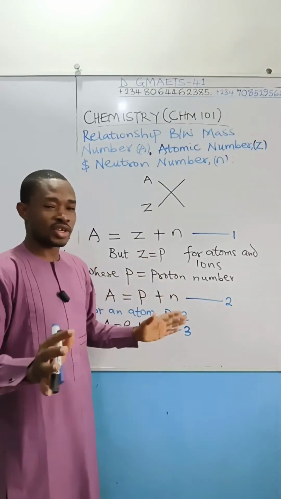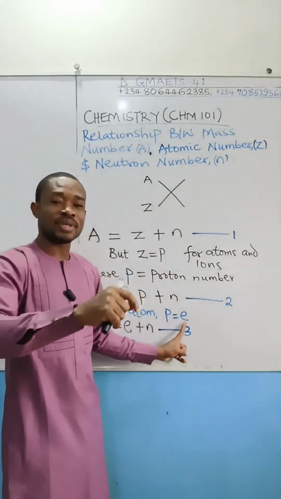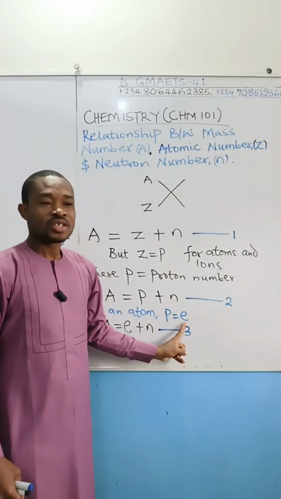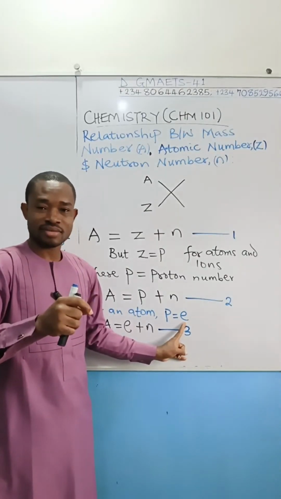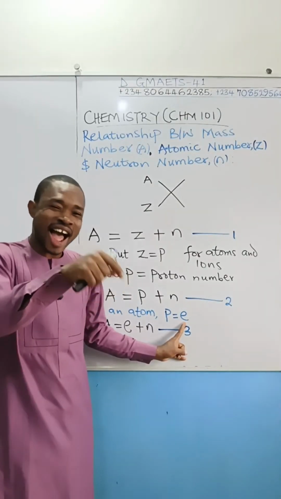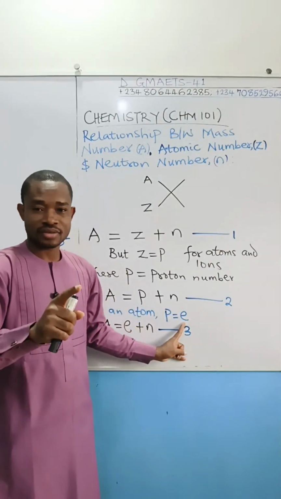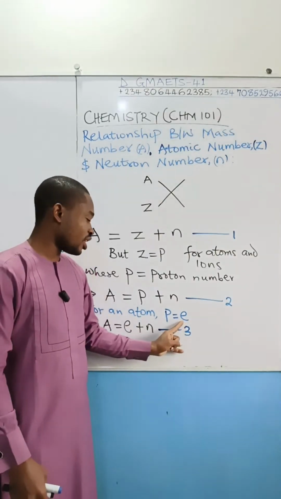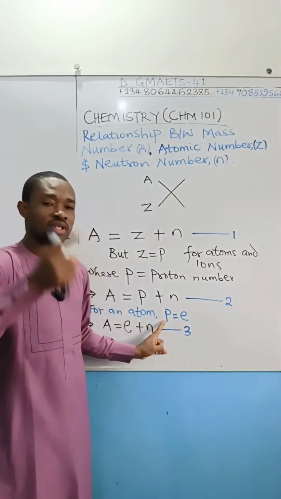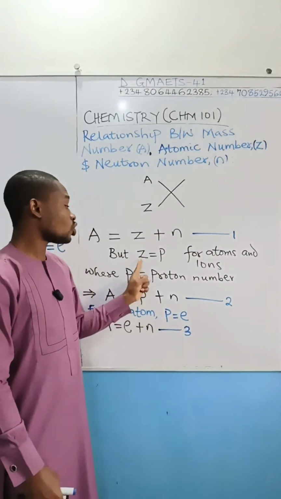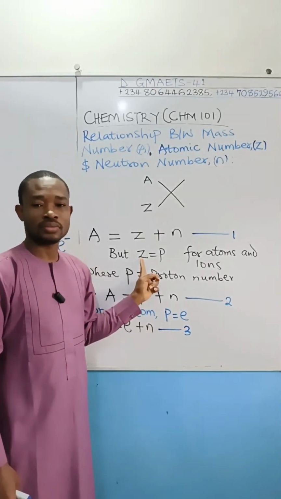The examiner decides not to give you these values and then goes ahead and gives you the electron number, the number of electrons. So if you are given the electron number, as long as that species is an atom, it has not reacted, that number of electrons will be equal to the number of protons. And once you have gotten the number of protons, you have automatically known the atomic number of that atom.